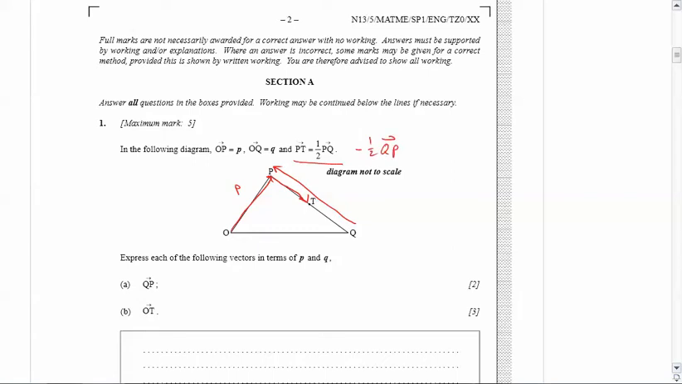And there's a difference between this and this. So you have to be sure to pay attention to the direction. Remember, a vector has magnitude and direction. If it's the opposite direction, it needs to be negative.